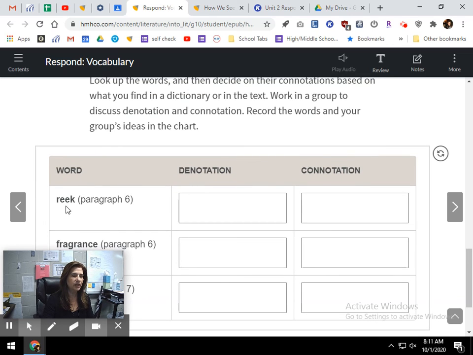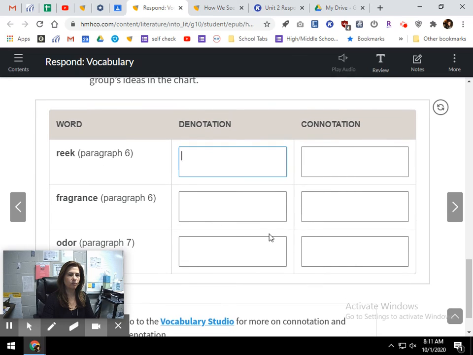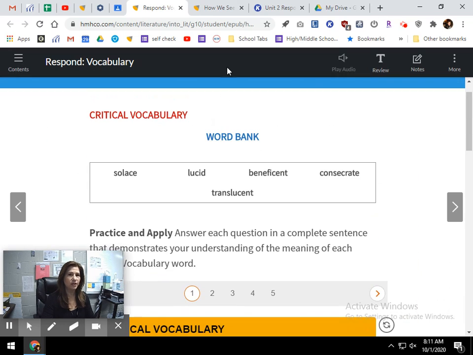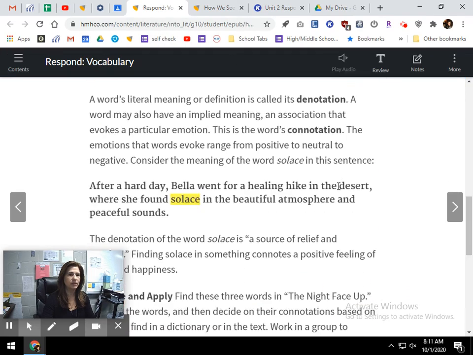So it's asking you what the denotation of reek is, which is a word from the story. That's just the dictionary definition. But the word reek has a negative connotation, okay? If somebody tells you that you reek, they're saying you need to go take a bath, right? So denotation is the dictionary definition, which is going to be something like, a strong odor. But the connotation is, oh, gross. Okay. So you're going to learn about that in the Level Up tutorial. So let's go to the Level Up tutorial. So you do this entire page.